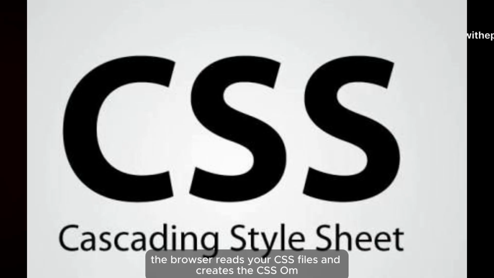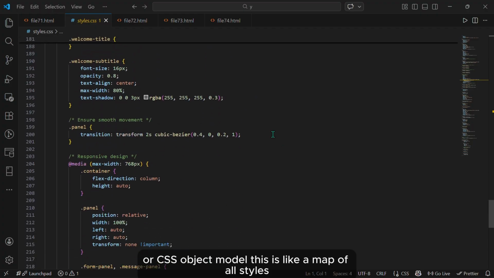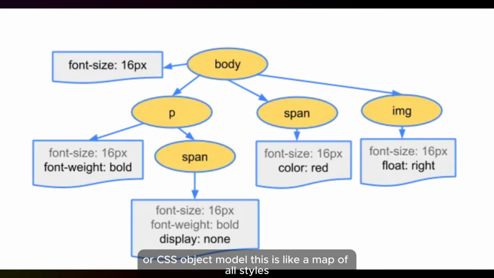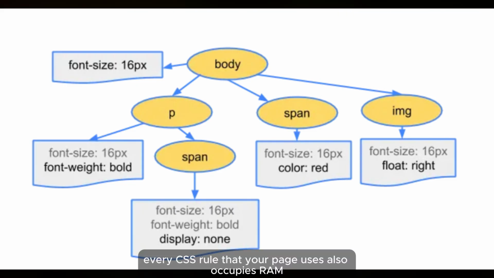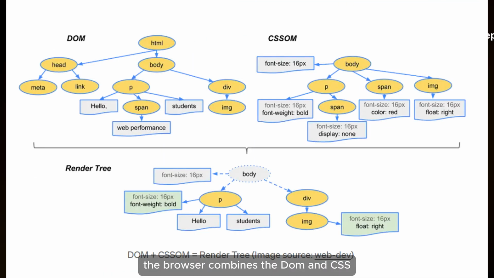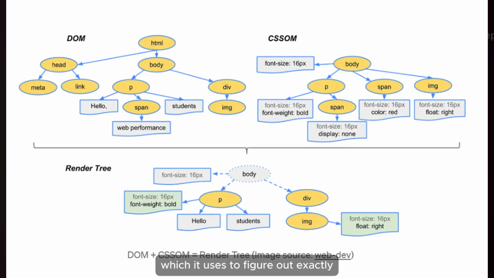Next, CSS. The browser reads your CSS files and creates the CSSOM, or CSS Object Model. This is like a map of all styles and how they apply to your DOM nodes. Every CSS rule that your page uses also occupies RAM. The browser combines the DOM and CSSOM into something called the render tree, which it uses to figure out exactly how to paint your page.